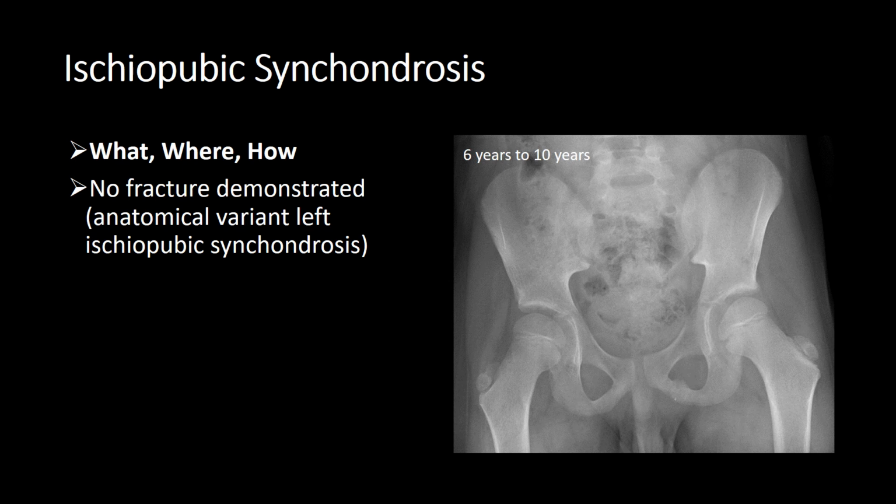So, what is it? Where is it? How? No fracture demonstrated. Anatomical variant. Left ischiopubic synchondrosis.